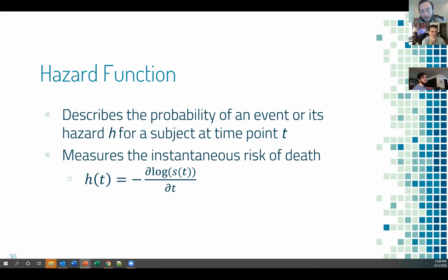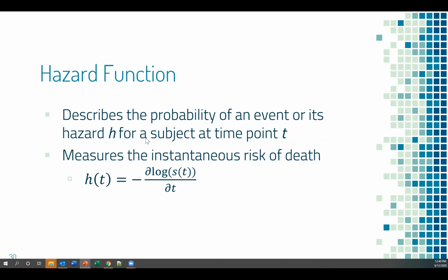For the Cox proportional hazards model, as in the name, we're going to be using a hazard function, and then we're going to be comparing the hazard functions for 2 groups. And the hazard function describes the probability of an event, which is also known as its hazard, for a given subject at time point t, okay?